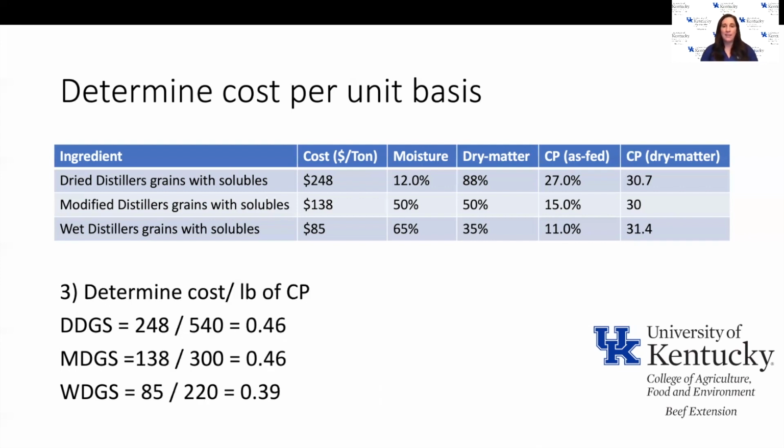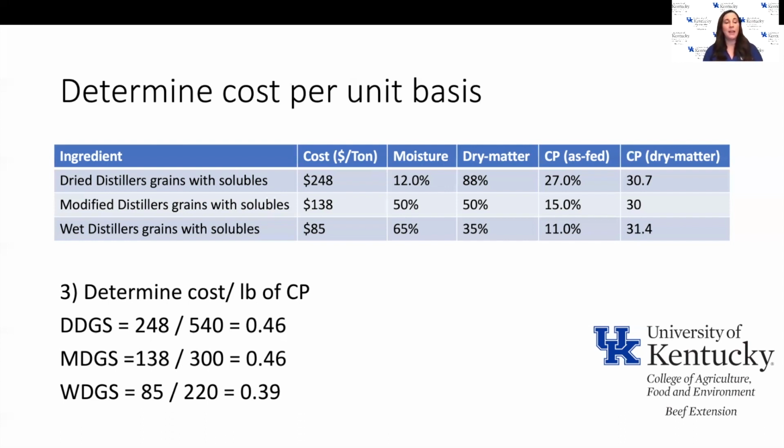So now to our last step, and that is going to be to take our cost, so in this case, our price per ton, and divide it by our pounds of protein that we're getting in that 1 ton. So for dried distillers grains, it's $248 a ton. We divide that by the 540 pounds of crude protein on a dry matter basis that we would be receiving, and that gives us 46 cents per pound of crude protein.